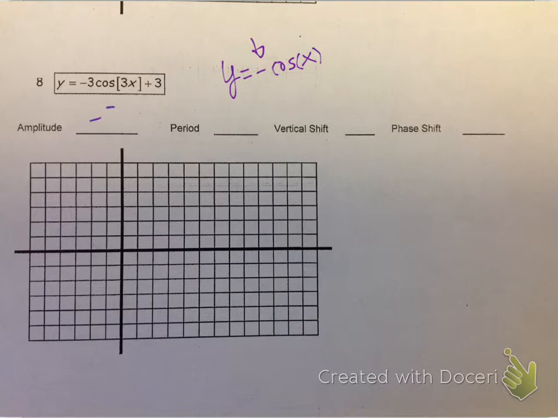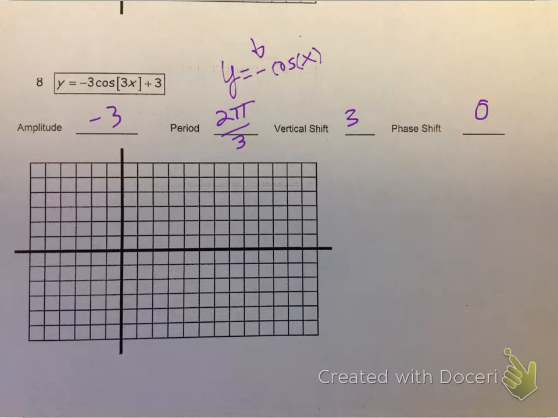Here we go. So our amplitude's negative 3. Our period is going to be 2 pi thirds. 2 pi thirds. Vertical shift of 3. And there is no phase shift. So no right or left movement. So that's pretty beneficial. All right.